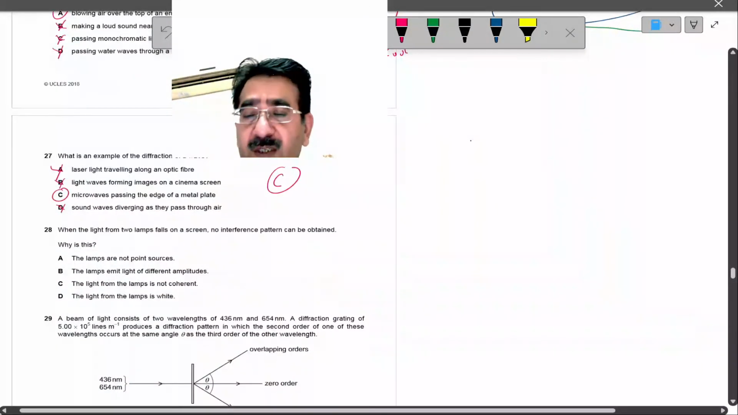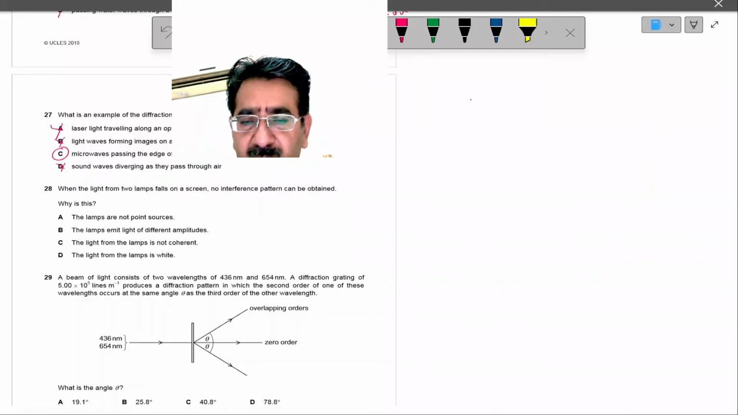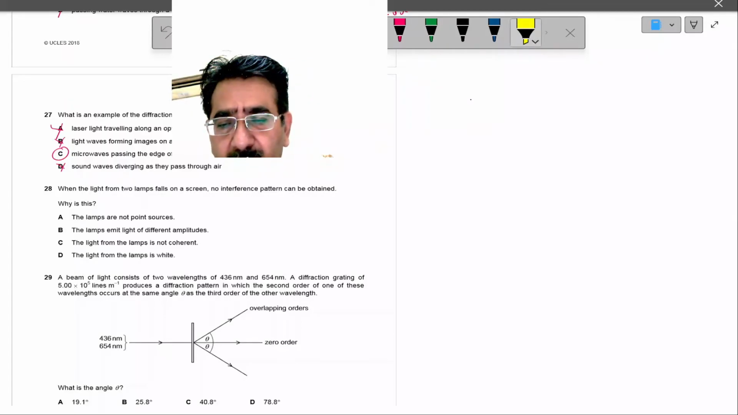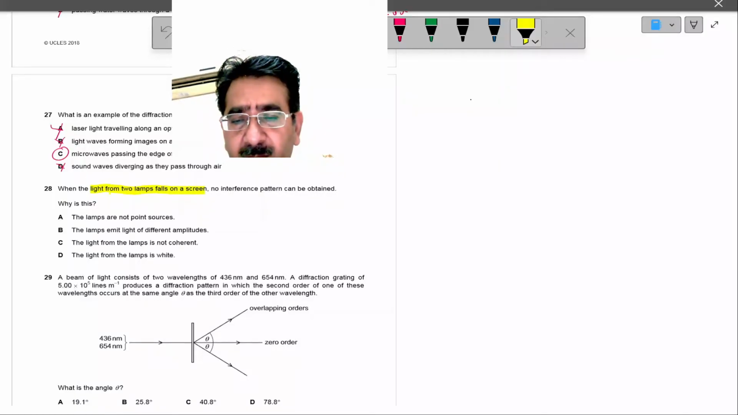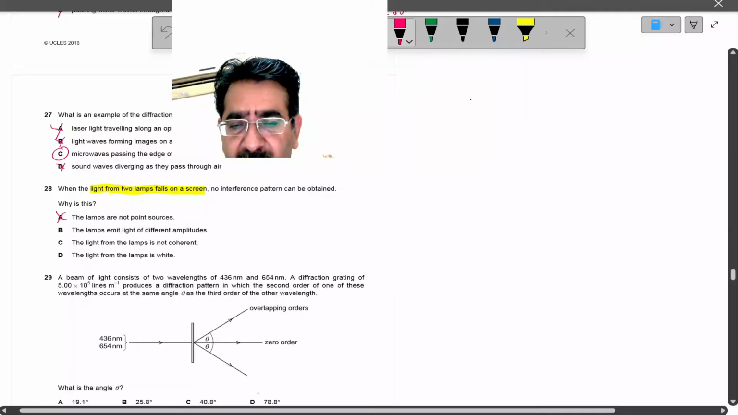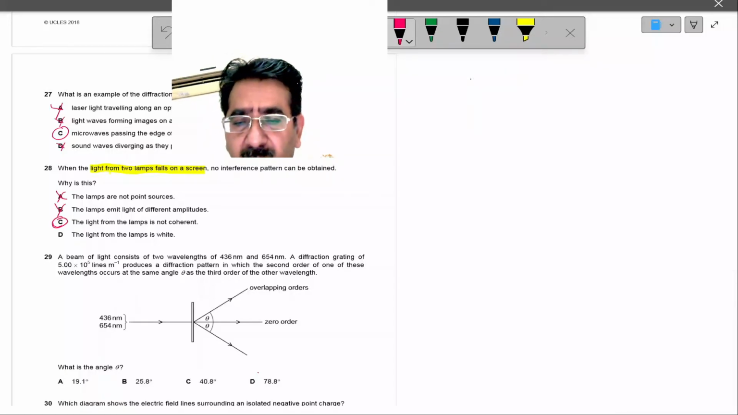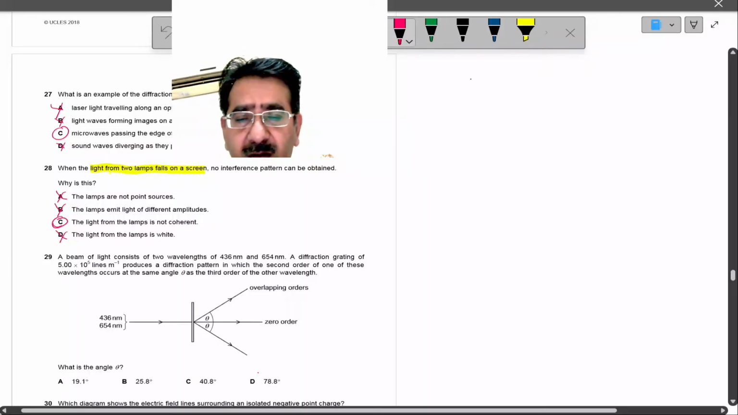Question number 28. When light from two lamps falls on the screen, no interference pattern can be obtained. Why? The lamps are not point sources, wrong. The lamps emit light of different amplitude, wrong. The light from the lamp is not coherent. The light from the lamp is white, that is wrong. Only the answer is D.